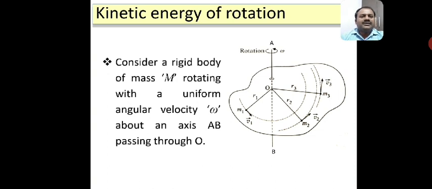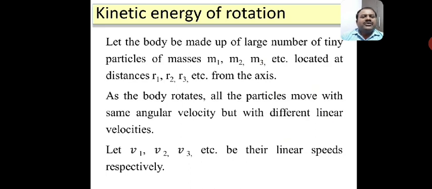So now as the body rotates, all the particles move with the same angular velocity, but their linear velocities are different. So why are they different? Because the particles are at different distances from the axis. Therefore, the particles which are away from the axis will move along a circular path of longer radius, therefore the circumference is more, whereas the particles which are nearer follow a circular path of lesser radius. So therefore they will be moving with different linear speeds.